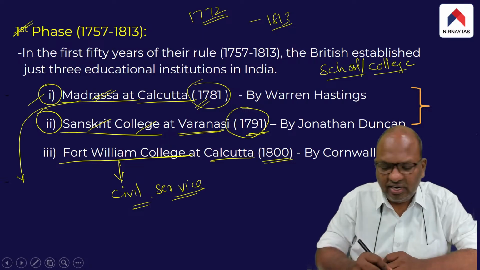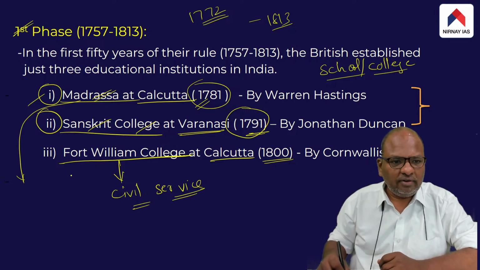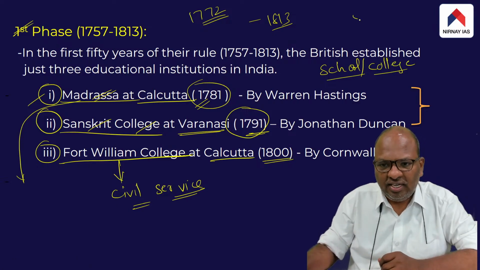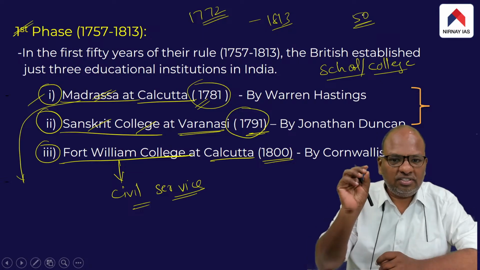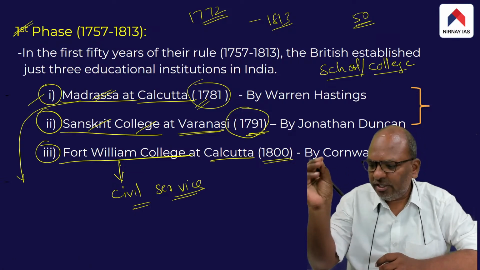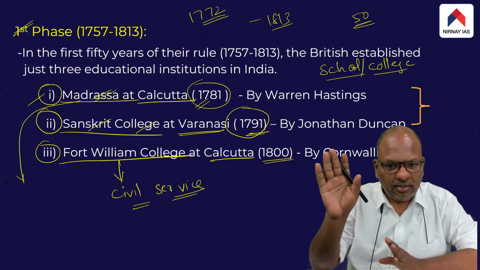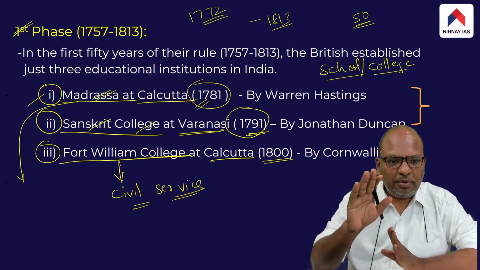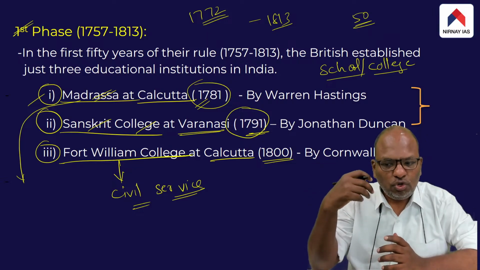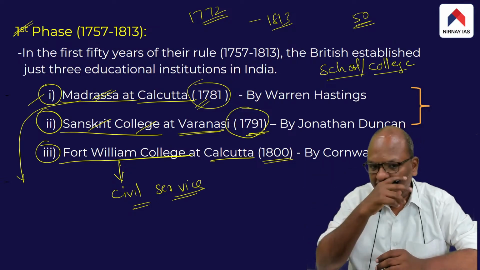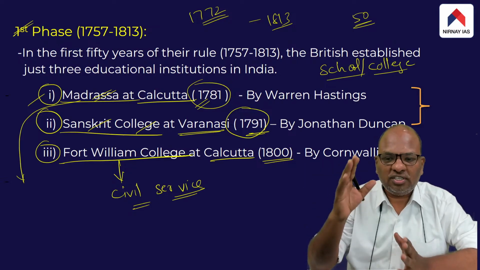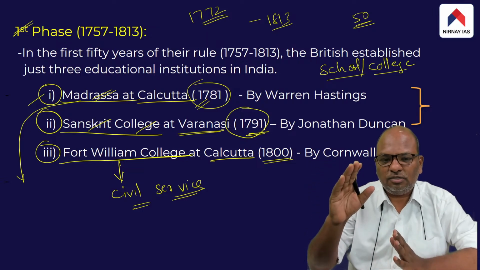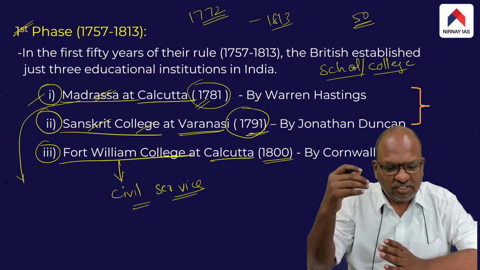So the whole point which I am trying to convey is the British, in the first 50 years of their rule, had established just 3 educational institutions. That's all they did during the first 50 years of their stay. They did not spend much money on education because money happens to be a spending activity. East India Company was more focused on making profits. It was not interested in spending money for the education of the Indians.